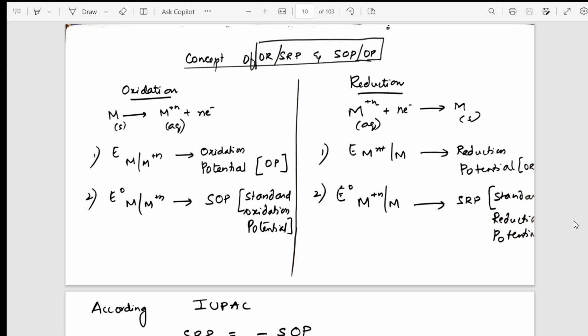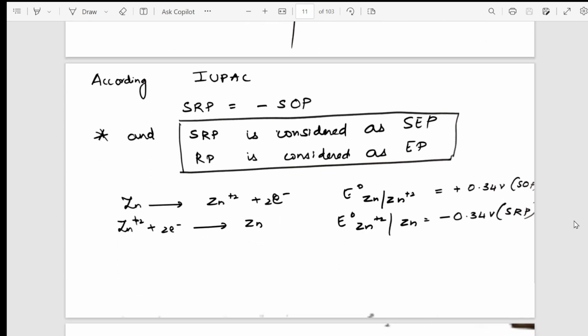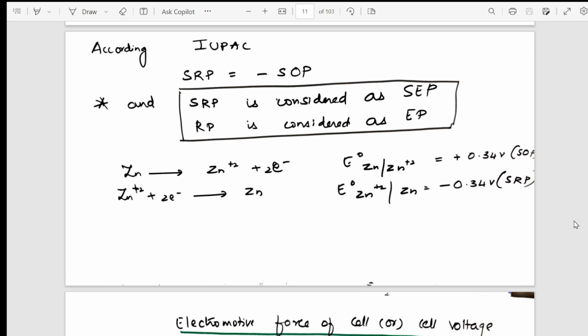How do you write? According to IUPAC, what actually is your SRP? SRP is equal to minus of SOP. Again, please go back to your one-shot videos of electrochemistry where I have done it completely line by line, NCERT with the numericals and board papers. So this is your IUPAC notation for standard electrode potential, which is nothing but the SRP.